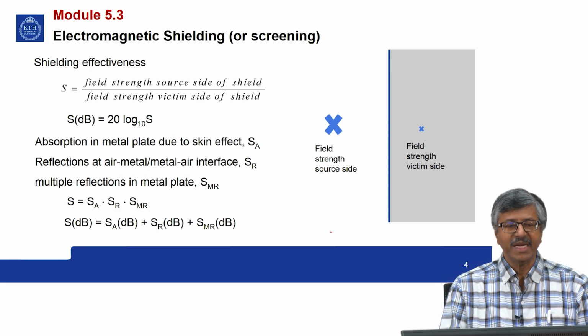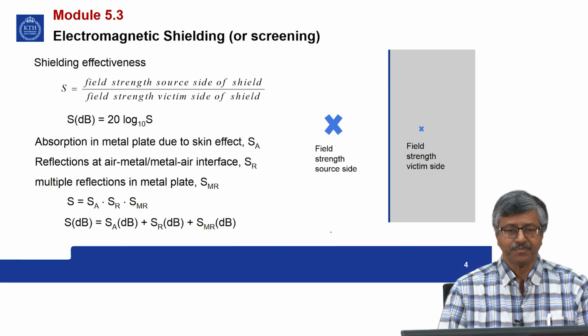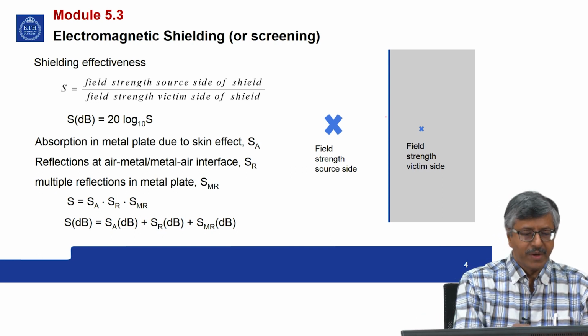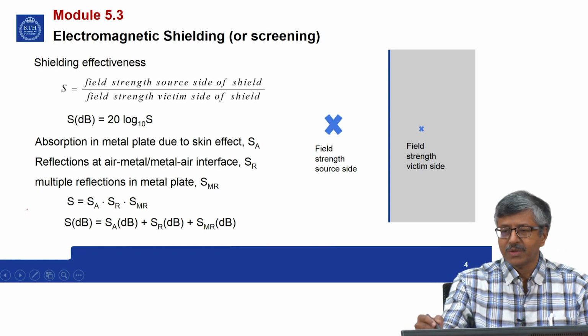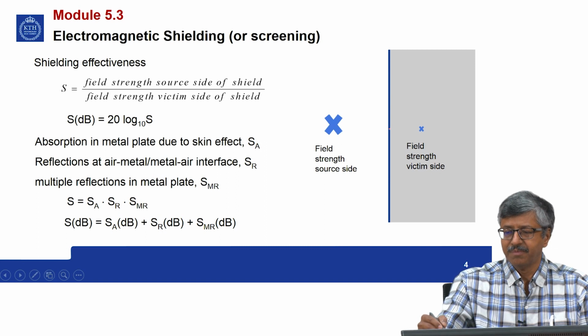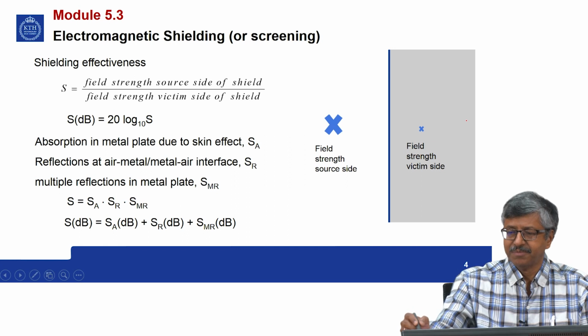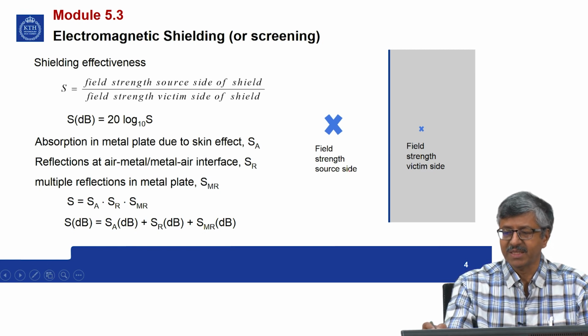What is meant by shielding effectiveness? Look over here. So, here this is a shield. Inside is the protected part. This can be part of a cabinet. So, you want to reduce the field strength inside to a very low value compared to the field strength outside. Outside is source side and this is the victim side.